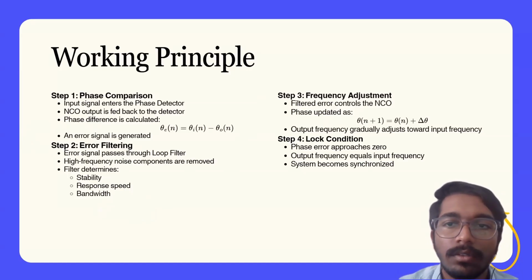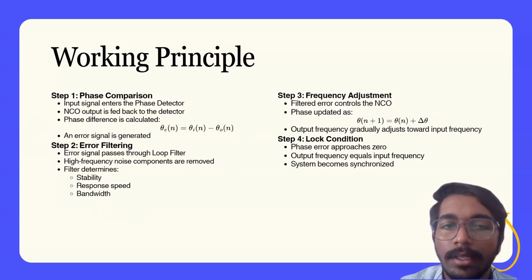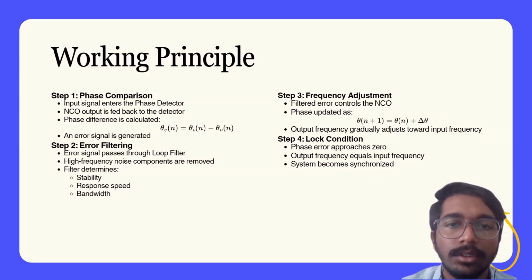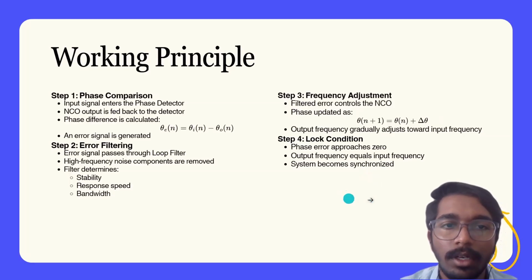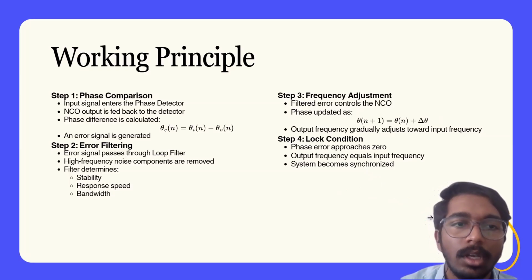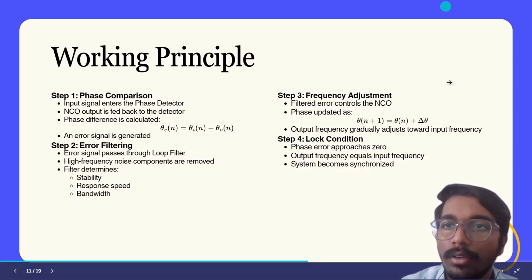If the NCO frequency is lower than the input frequency, it increases. If it is higher, it decreases. This correction process continues, and gradually the phase difference becomes smaller and smaller. When the phase error approaches zero and the output frequency matches the input frequency, the loop is said to be locked. At this point, the DPLL successfully tracks the input signal's phase and frequency.